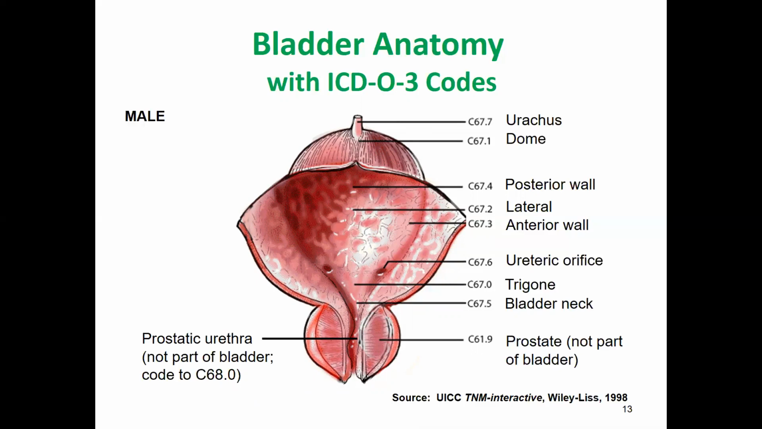You may be wondering about the urachus located at the top of the dome of the bladder. It's code C67.7. I don't recall ever coding this as a primary site for a tumor. It is a remnant from the fetal bladder that joins and runs within the umbilical cord to drain the bladder.